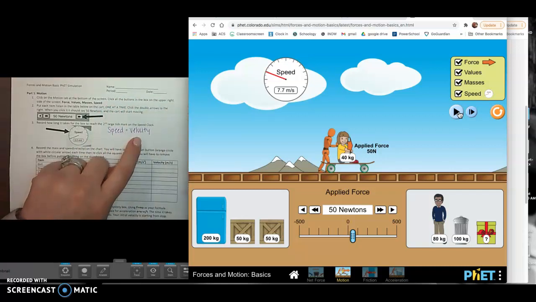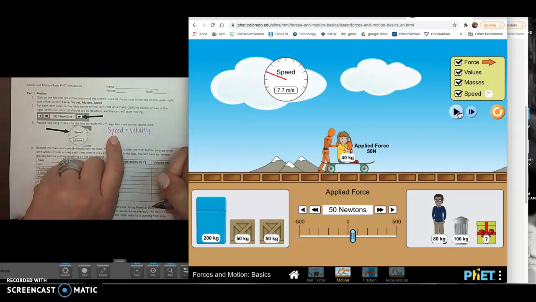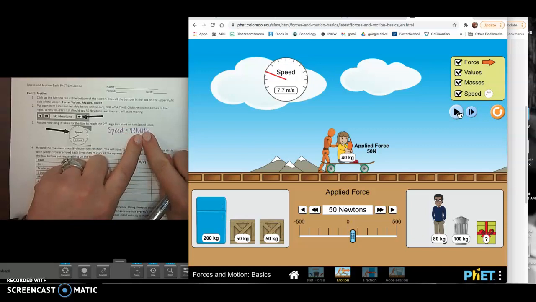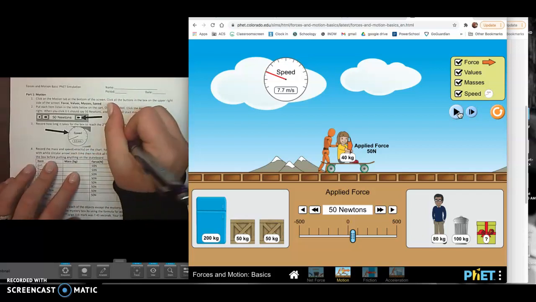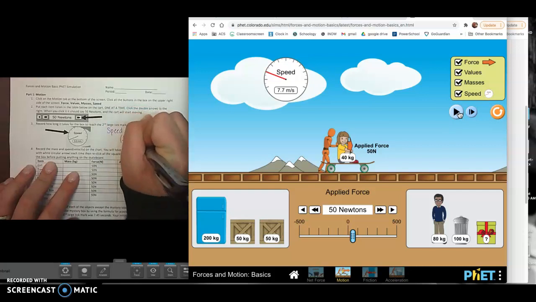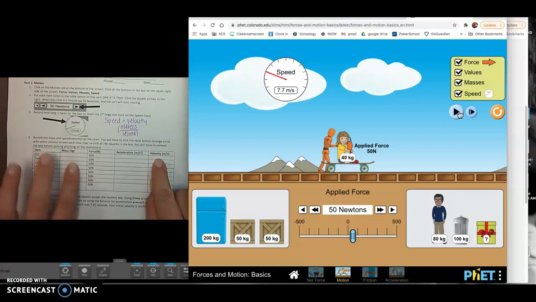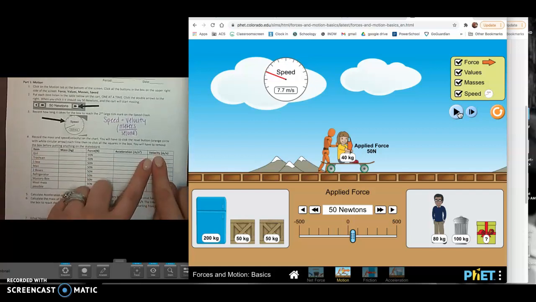So when we talk about speed, we need to know that speed equals velocity. Now, velocity is speed, but with direction. Okay, so when it's velocity, we're going to have to say speed to the left or speed to the right. Speed is just meters per second. But your units are meters per second for velocity. So we're going to fill in our table for the velocity of all of these objects.